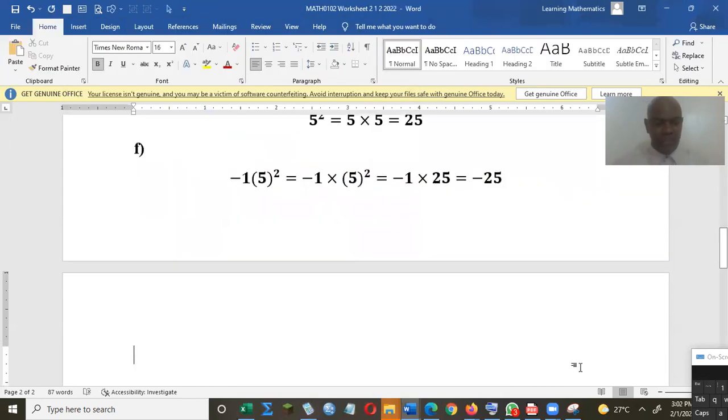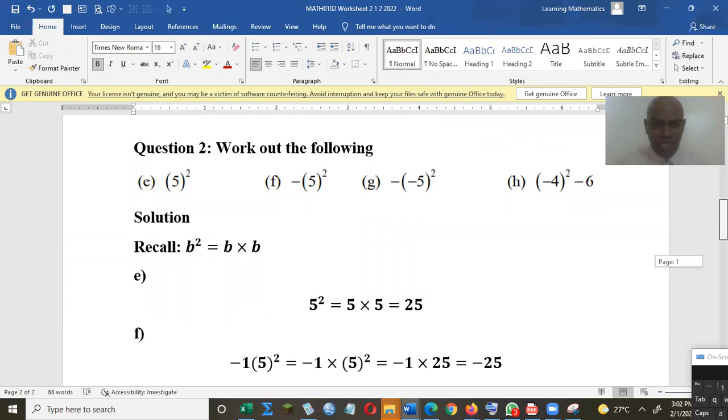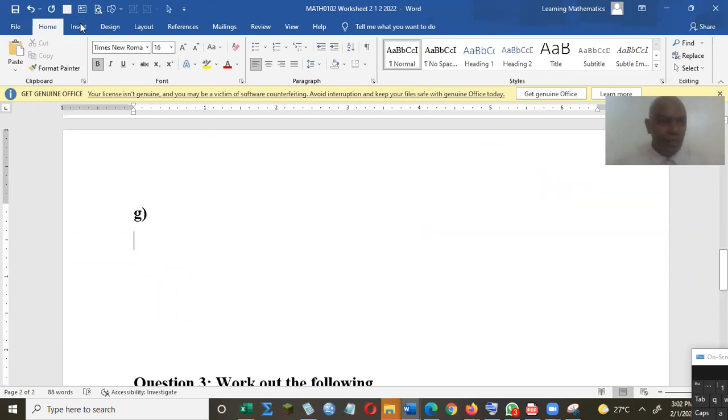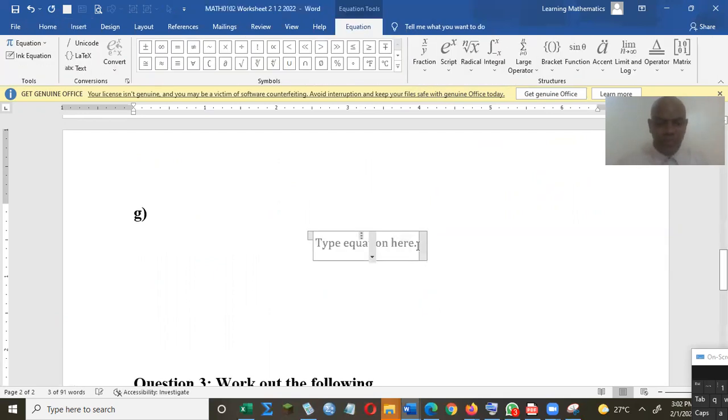Okay, let's do G. What is G saying? G now is saying negative, open bracket, negative 5 all squared. Go to insert, go to equations, negative, open bracket, negative 5, close bracket, highlight the right bracket, go to script, superscript, squared.